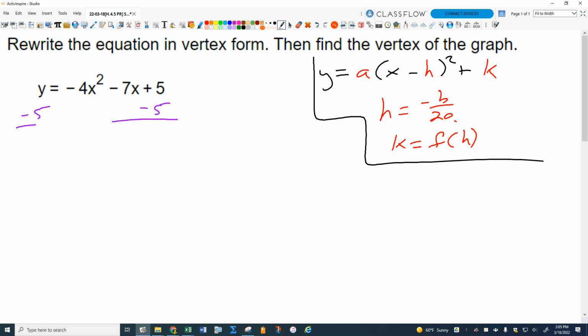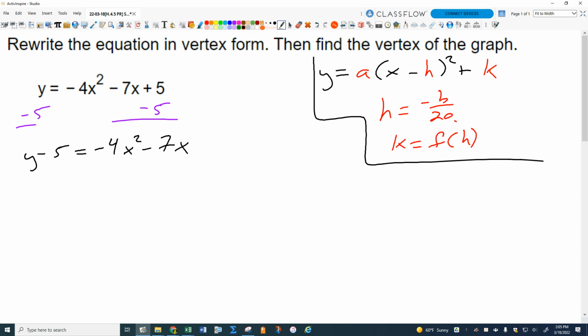And that's going to give me y minus 5 equals negative 4x squared minus 7x. Okay, what else is wrong with this? If I want to complete the square, I need to just have a 1 in front of the x squared, right? So what's the other thing I need to do to get the right side set up to complete the square? I can't have that negative 4 in front of the x squared, so how would I undo multiplying by negative 4? Divide by negative 4.